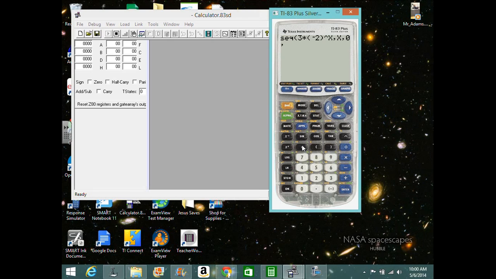Wait, shouldn't it be x equals? How many terms do we have? Shouldn't it be x equals 4? No, that's not how that works.